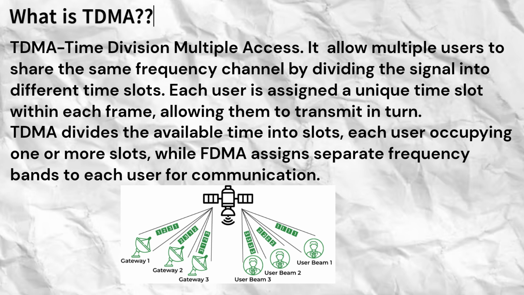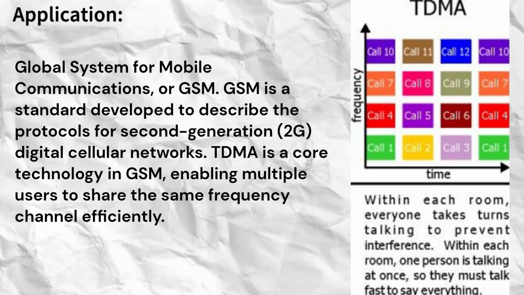TDMA divides the available time into slots, each user occupying one or more slots, while FDMA assigns separate frequency bands to each user for communication. One of the most common applications of TDMA is in the Global System for Mobile Communications, or GSM. GSM is a standard developed to describe the protocols for second-generation 2G digital cellular networks. TDMA is a core technology in GSM, enabling multiple users to share the same frequency channel efficiently.